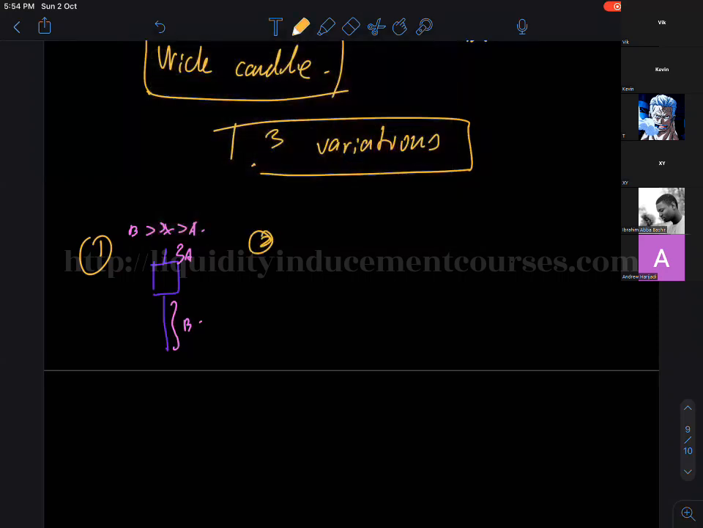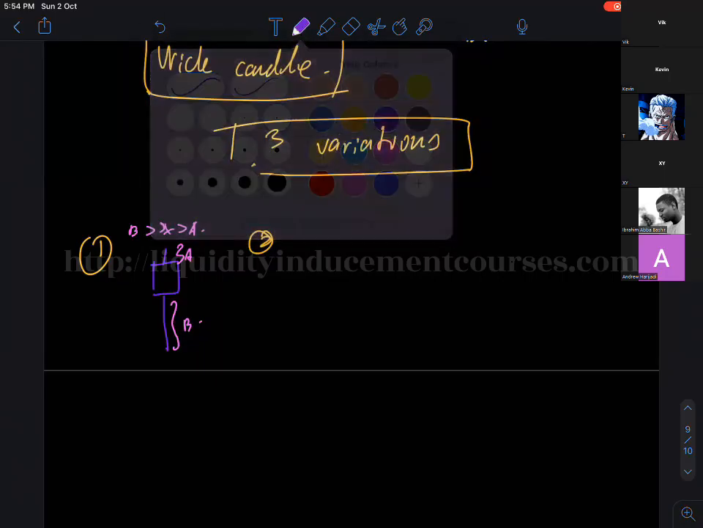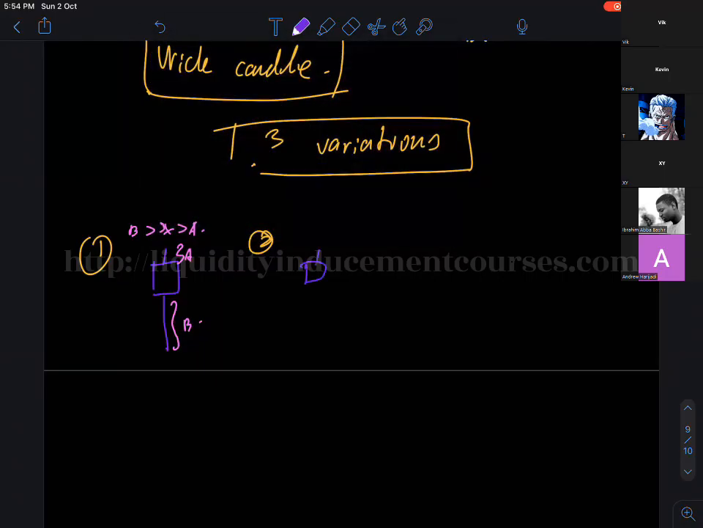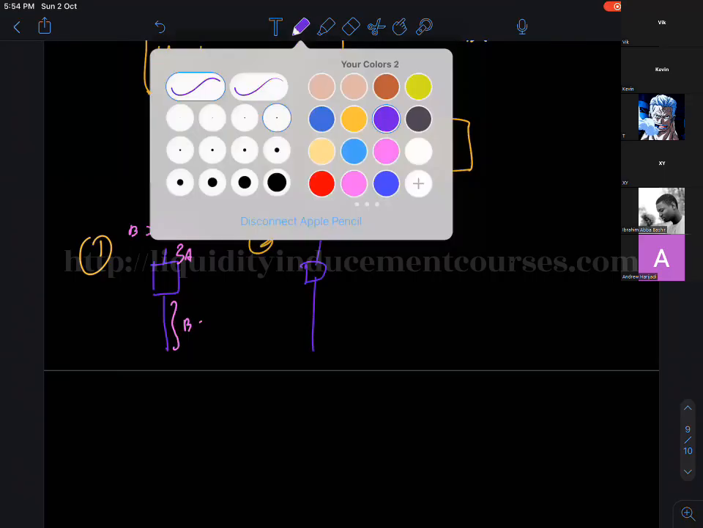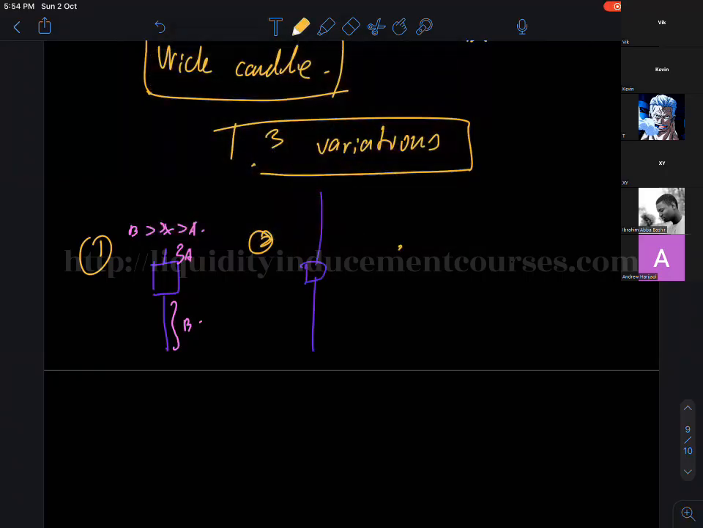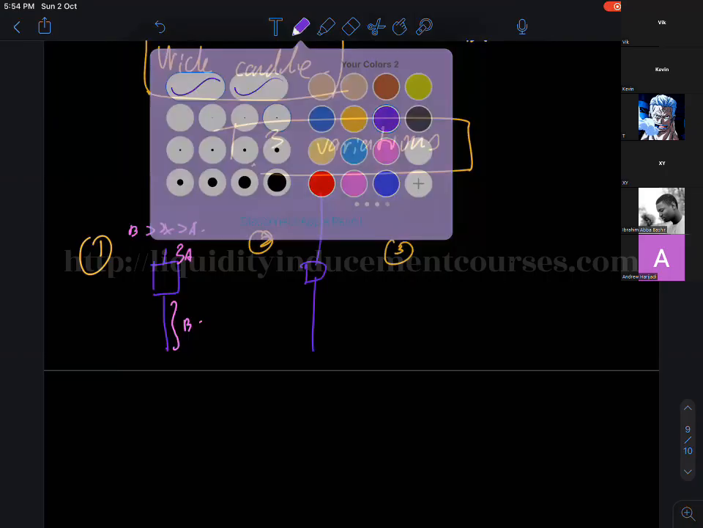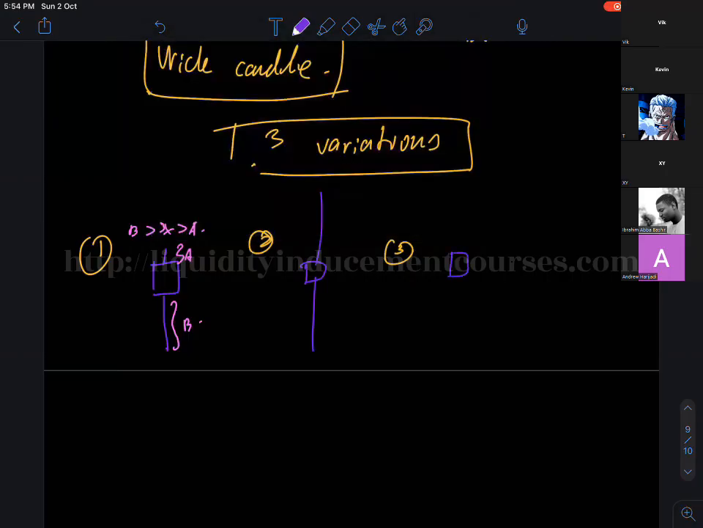Second wick candle is super small body, super long shadow. Okay? Your third wick candle is no shadow, half shadow. Okay? These are your 3 variations of wick candles.